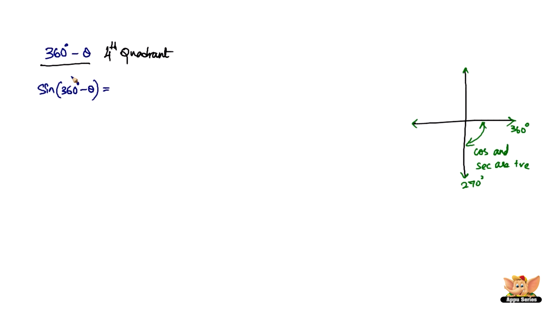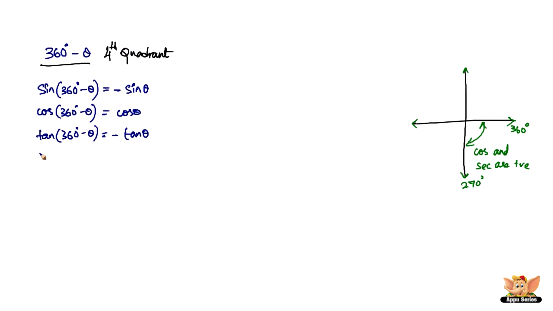360 is not going to change sine. So it's going to be sine itself, sine theta, but it's going to be negative because sine is not positive in the fourth quadrant. Then we have cos of 360 degrees minus theta. It's going to be positive cos theta because cos is positive in the fourth quadrant and 360 degrees does not change anything.